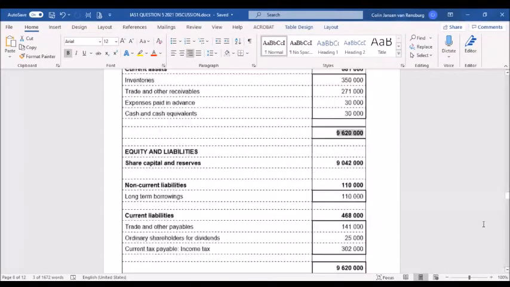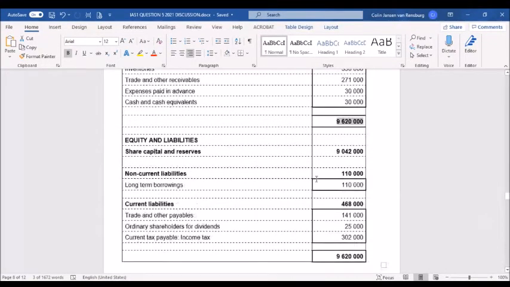Then we've also got a section that we call the equity and liabilities section. Now, this really isn't rocket science. You know from Financial Accounting 1 that your assets, that's the accounting equation, isn't it? Assets equal equity plus liabilities.